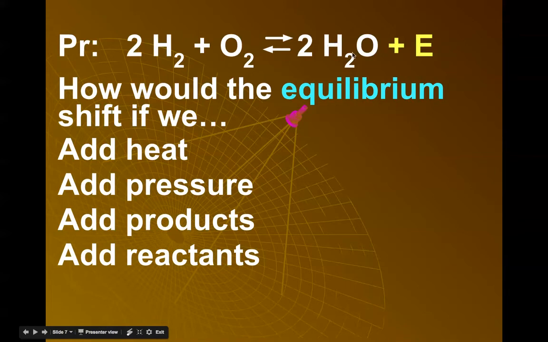If we add products, those are on the right, it would shift left. If we add reactants, it would shift right. All right, if you ever see remove or decrease, just go the opposite way, because the system will try to get those things back.